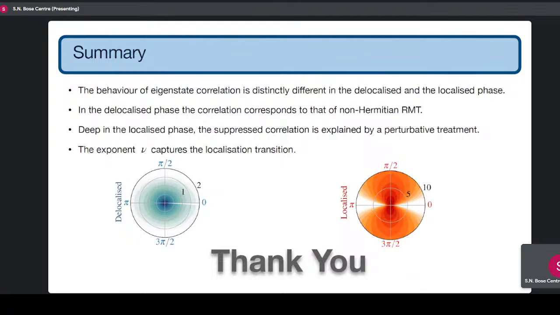We summarize that this eigenstate correlation is distinctly different in the delocalized and localized phase, and in the delocalized phase it corresponds to non-Hermitian RMT. In the localized phase there is suppression of correlation, and the power law with which this correlation diverges changes across the localization transition, and the system size scaling of that can capture the localization transition.